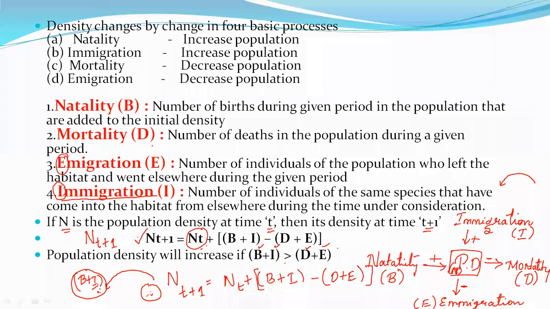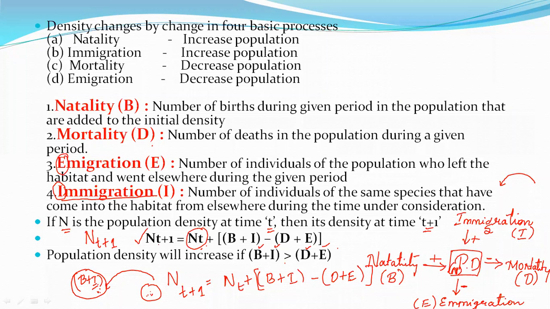So here, once again, I'm saying, Nt plus 1 is a population density at any time. If you want to find, for now, I'm taking this year as 2020, the population density in 2021, then also you should use this formula, that is Nt plus 1 in the start. Population density at any time. Nt is the initial or the previous year population density.